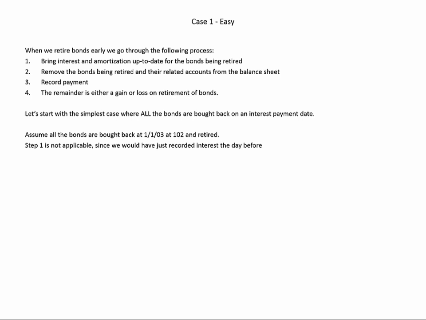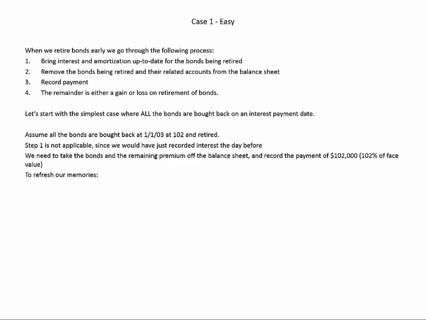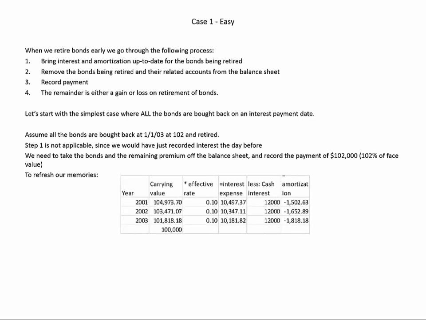Now, step 1 is not applicable here since we just recorded interest the day before. Now, if you're really picky about it, you could say, well, I want to record interest and amortization for 1 day. That doesn't seem to be something that would pass the cost-benefit test. So we need to take the bonds and the remaining premium off the balance sheet, and record the payment of $102,000. So to refresh our memories, here's the amortization table.